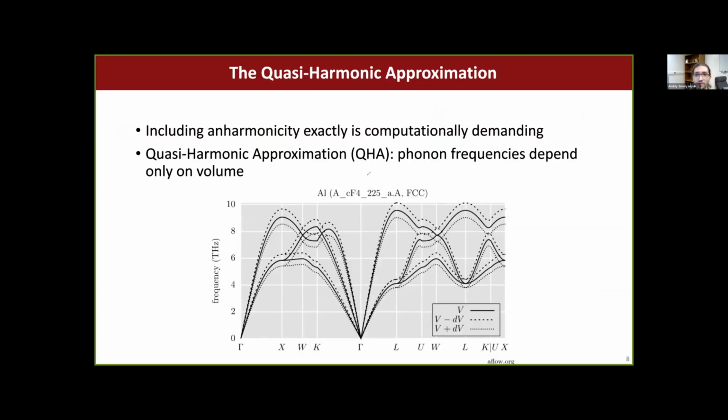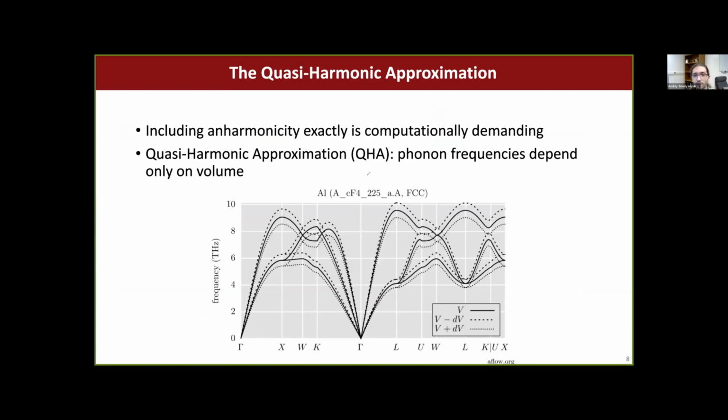So now we know that anharmonicity is important and we want to use it, but we cannot do it in an exact way because it would be very computationally demanding. But as I mentioned, phonon frequencies do depend on volume, and it's very easy to do a DFT calculation for various volumes. So we can exploit this idea, and this is the essence of the quasi-harmonic approximation.